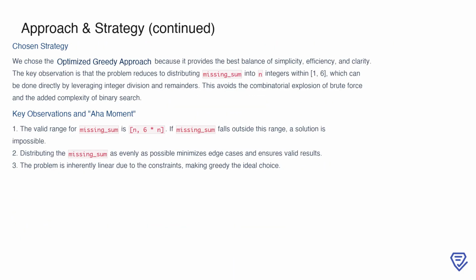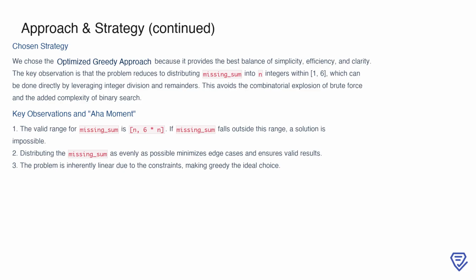For this problem, we chose the optimized greedy approach as our solution strategy because it strikes the best balance between simplicity, efficiency, and clarity. The central observation is that the problem boils down to distributing missing_sum into n integers within the range of 1 to 6. By leveraging integer division and remainders, we can achieve this directly without resorting to combinatorial enumeration or iterative searches. This not only simplifies the implementation but also ensures that the solution is computationally efficient.